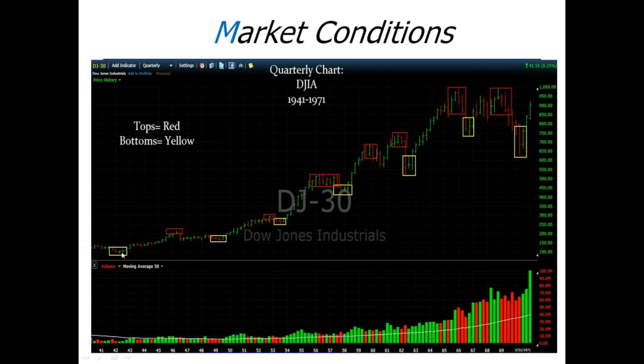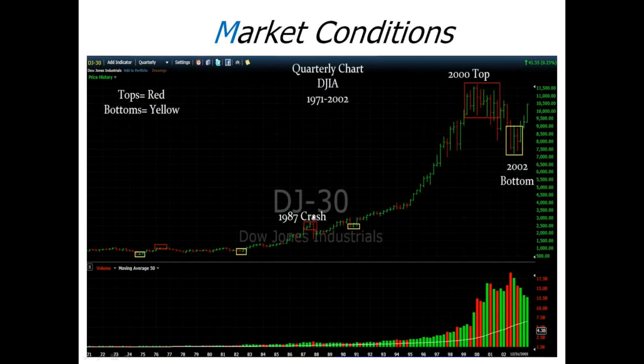Here's 4 quarters. So keep in mind that tops and bottoms need time to develop. And the reason why I'm going through these 3 or 4 slides is it shows you the last 120 years or so of the market action.